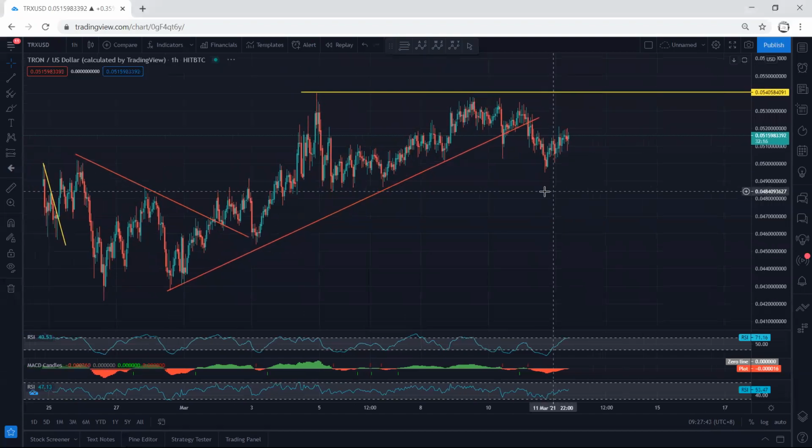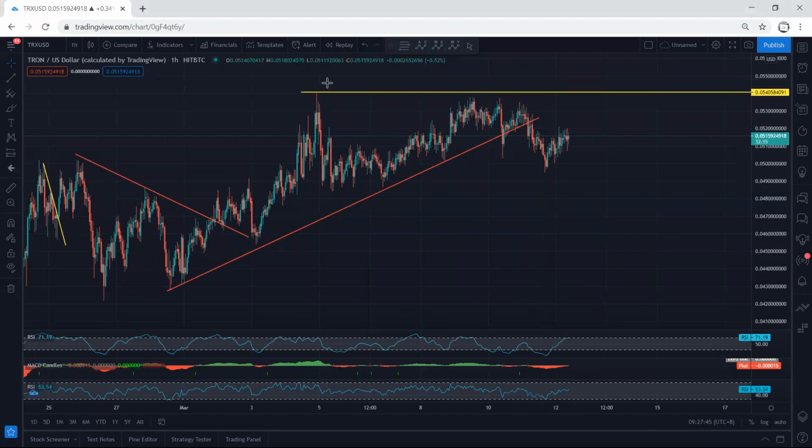TRX, we start with the 1 hour chart. If we refer to our analysis when the price was here, we mentioned we can expect the price to drop, and this is what we get, because as we mentioned, we're looking for this correction. But right now we can see the way the price is moving is really corrective.